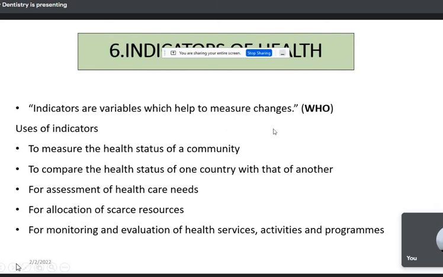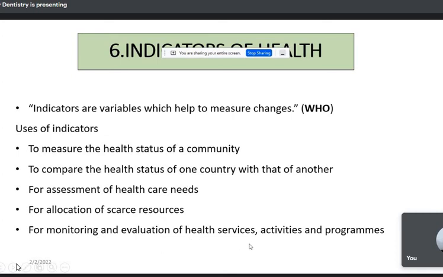Help to measure the change. Okay, if you want to measure something, then it is those variables which will help you to measure that. So an indicator is used to measure the health status of a community. It is used to compare the health status of one country with that of another, for assessment of the healthcare need, for allocation of the scarce resources, for monitoring and evaluation of the health services.